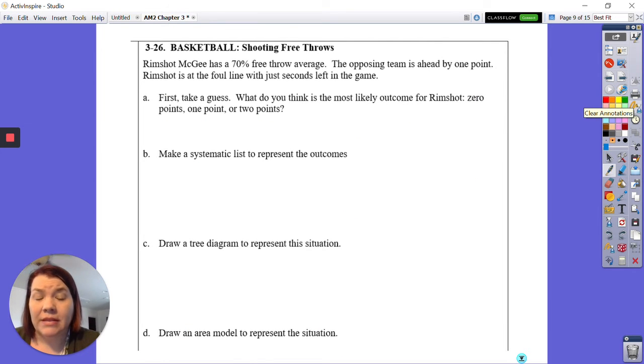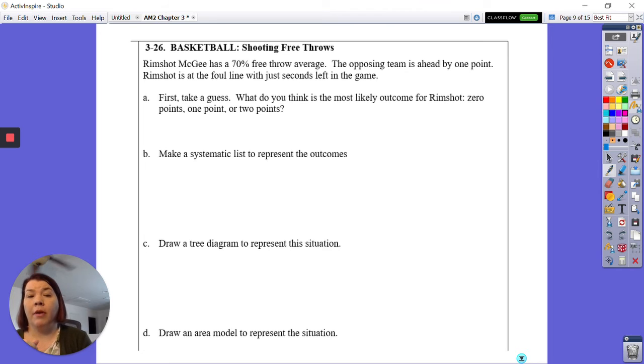Rimshot McGee has a 70% free throw average. The opposing team is ahead by 1 point. Rimshot is at the foul line with just a few seconds left in the game. What do you think is the most likely outcome for Rimshot? 0 points, 1 point, or 2 points? Again, he's at the free throw line. He is going to take 2 shots.